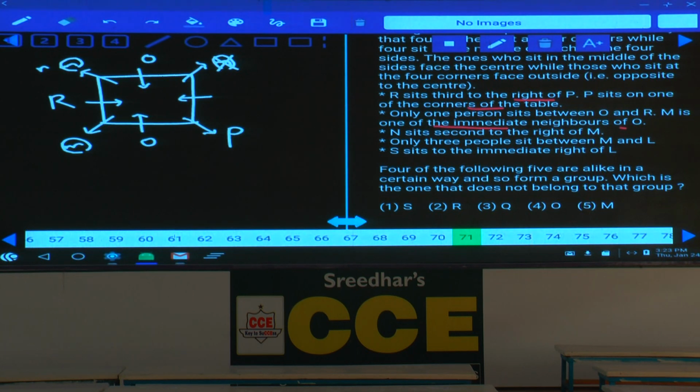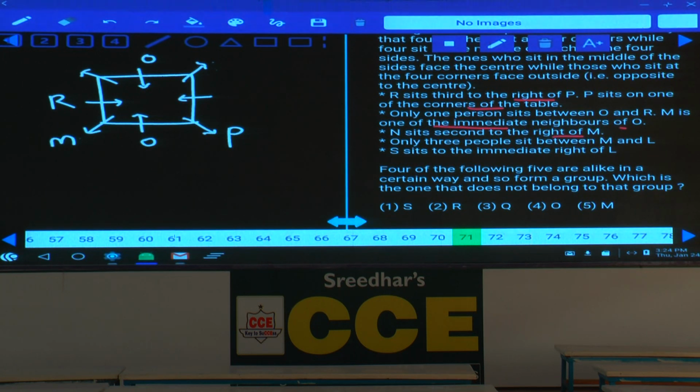And N sits second to the right hand side of M, only 3 people between M and L. As only 3 people between M and L, hence M and L must be opposite to each other. As M and L are opposite to each other, M cannot be at this place, isn't it? Because if M is here, M will be opposite to P rather than to L. Hence M cannot be here. Then what is the only possibility we have? Hence M must be in between O and R. This is the only possibility left out to this M.